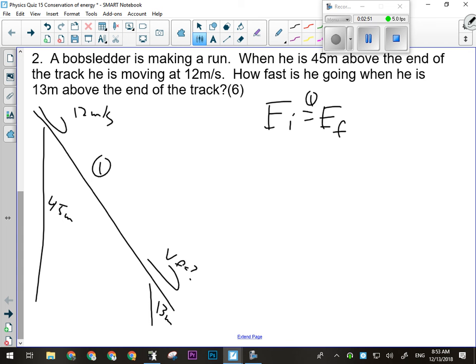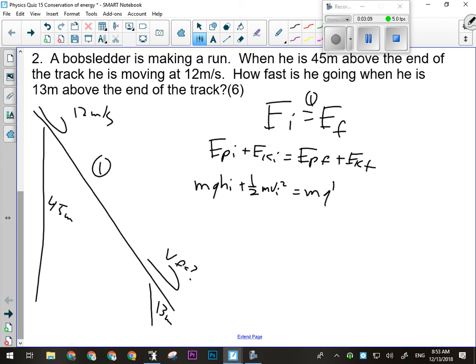EI equals EF. Okay, so that's going to be EP initial plus EK initial equals EP final plus EK final. And that'll be M times G times H initial plus 1/2 M V initial squared equals M times G times H final plus 1/2 M V final squared. 1 mark there.